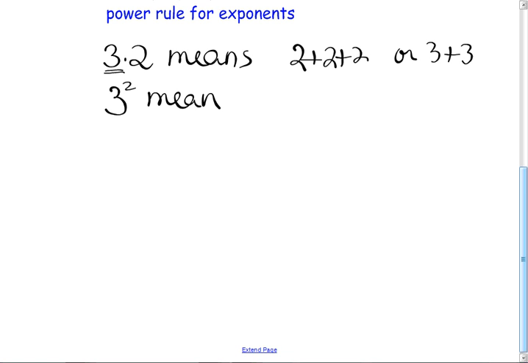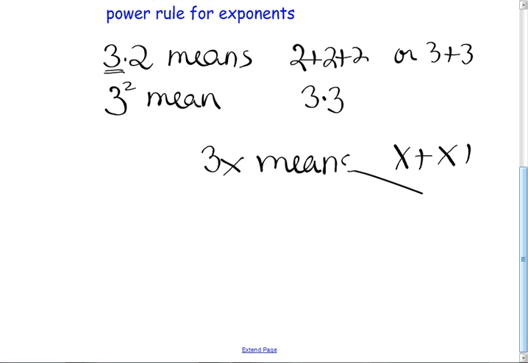Okay, what does 3 squared mean? 3 times 3. It's repeated multiplication. So when you see 3x, that means, if you know this, then you're set to go, but I'm not sure you do. It means x plus x plus x. X added up 3 times. That's what it means. Okay, Luke?